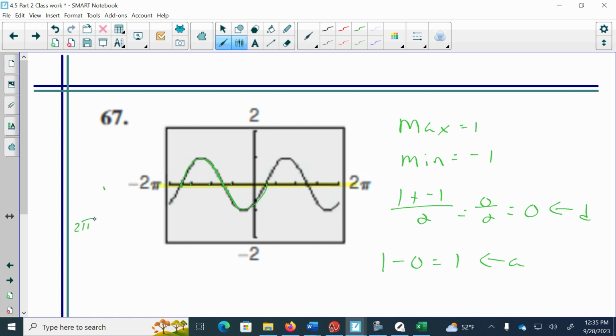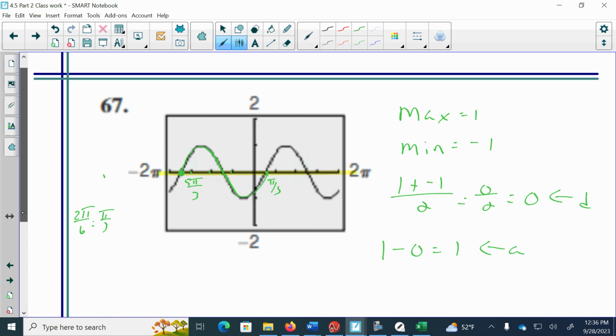So 2 pi divided by 6 tells me each one is worth 1/3 pi. So it looks like I end right here at pi over 3. And then it looks like I start right here at, what did I say, 1, 2, 3, 4, 5. So this is -5 pi over 3, because I said each one was a third. Yes, 1, 2, 3, 4, 5, 6, 6 pi over 3 is 2.